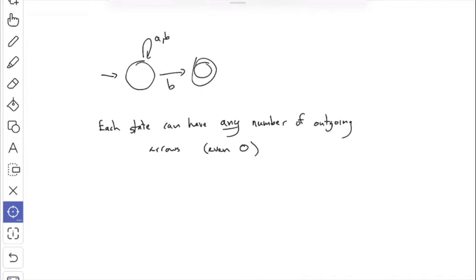What do you think? Anyone want to try to say, just in plain words, what strings will be accepted on this machine, this NFA? You have to think about anything which can lead to the acceptance state. Yeah. Any string that ends in B.